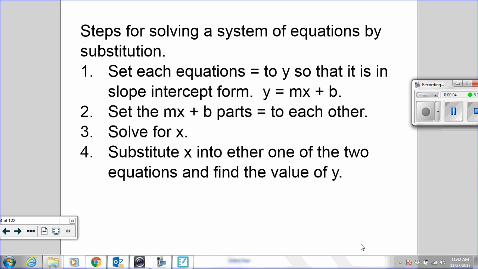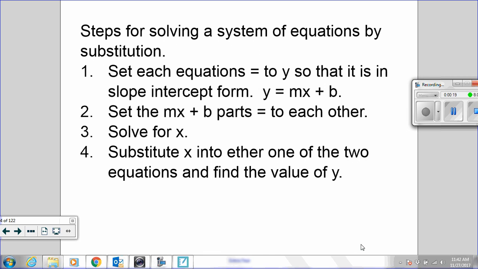And today we're talking about the steps for solving the system of equations by substitution. Now, my substitution method is a little bit different than some others you may see on YouTube, but both work. So let me give you the steps that I have here.